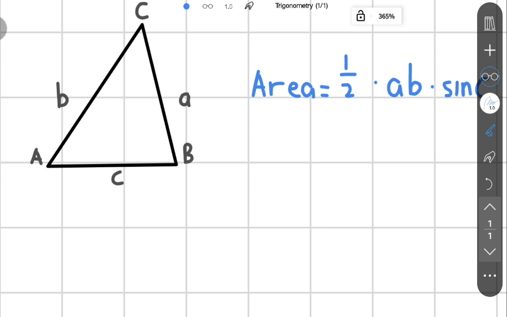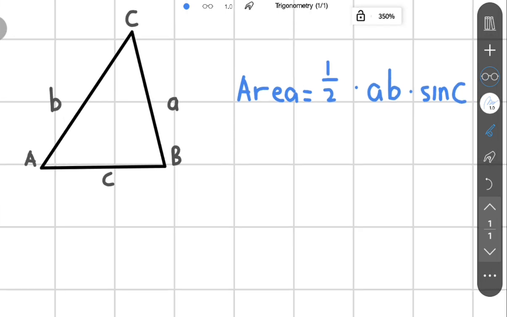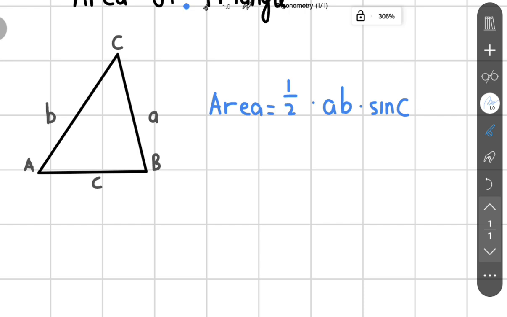And lastly, this is the last formula that we need to know in this chapter: the area of a triangle is equal to half the length of these two sides multiplied by the sine of the angle between them. You see what I mean? Half times A times B, any two sides facing each other, multiplied by the sine of the angle between them. So it's half AB times sine C.